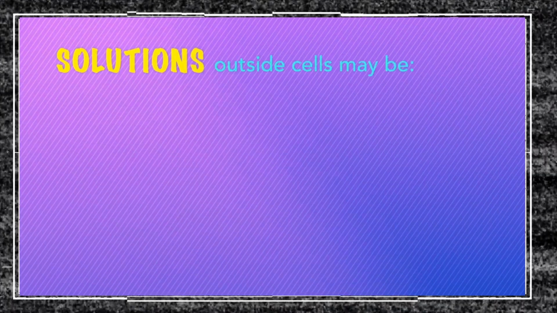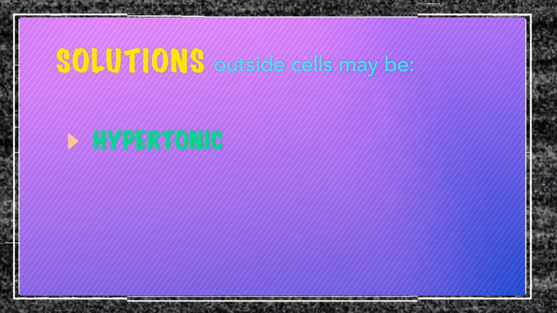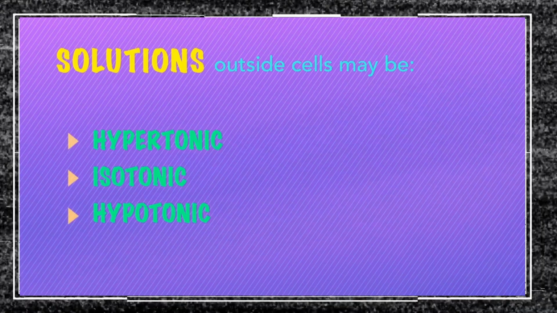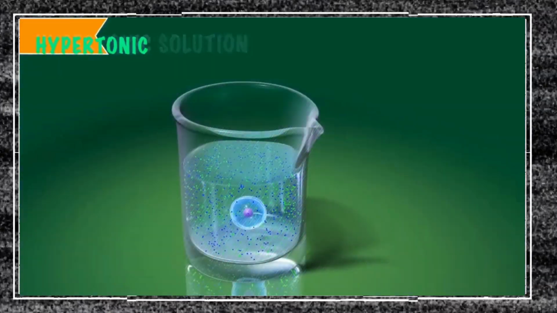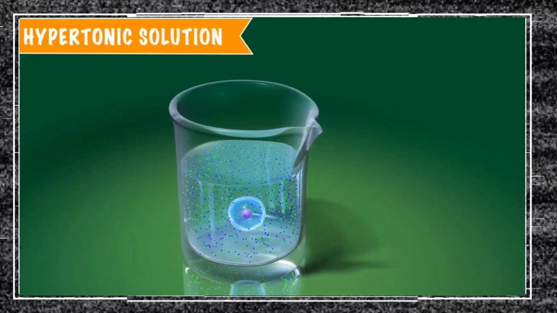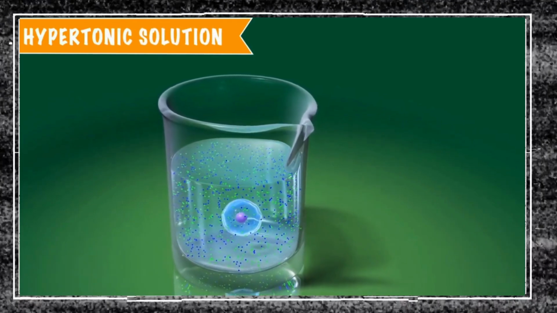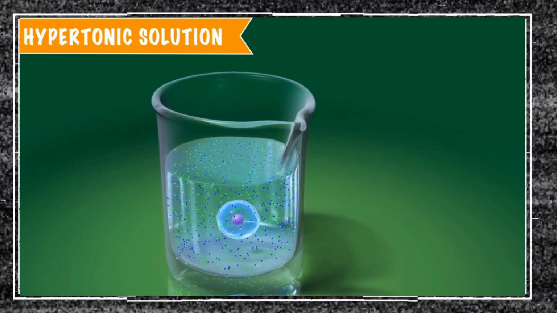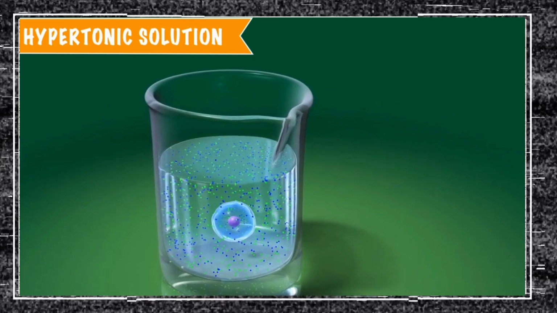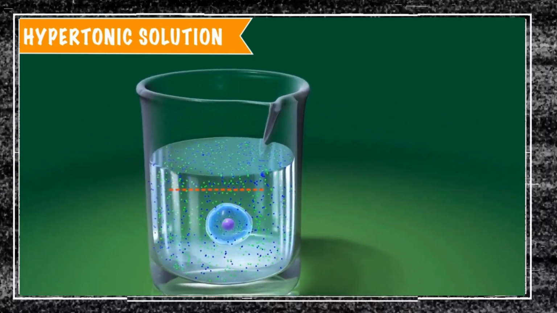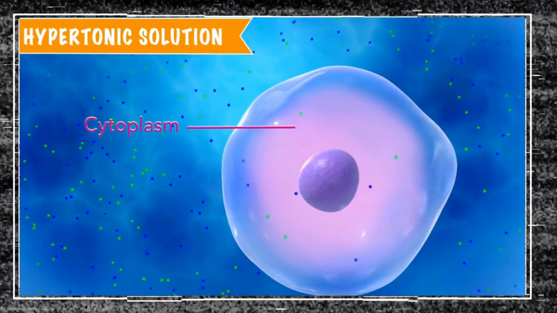Compared to the solution inside a cell, a solution outside the cell may be hypertonic, isotonic, or hypotonic. We'll describe hypertonic solutions using this beaker of water with dissolved salt and a rather large cell submerged in it. To demonstrate water movement in and out of cells, we'll use simple numbers to illustrate concepts. Remember, the cell cytoplasm is mostly water as well.